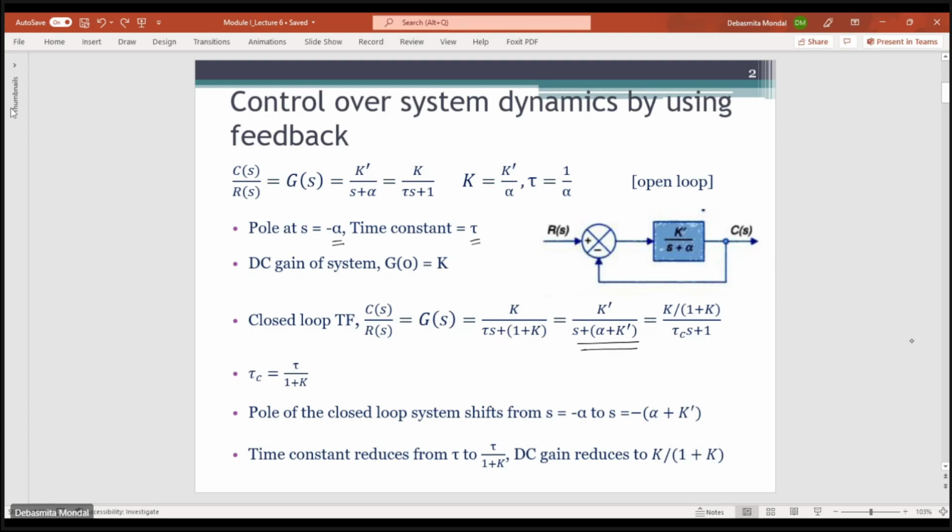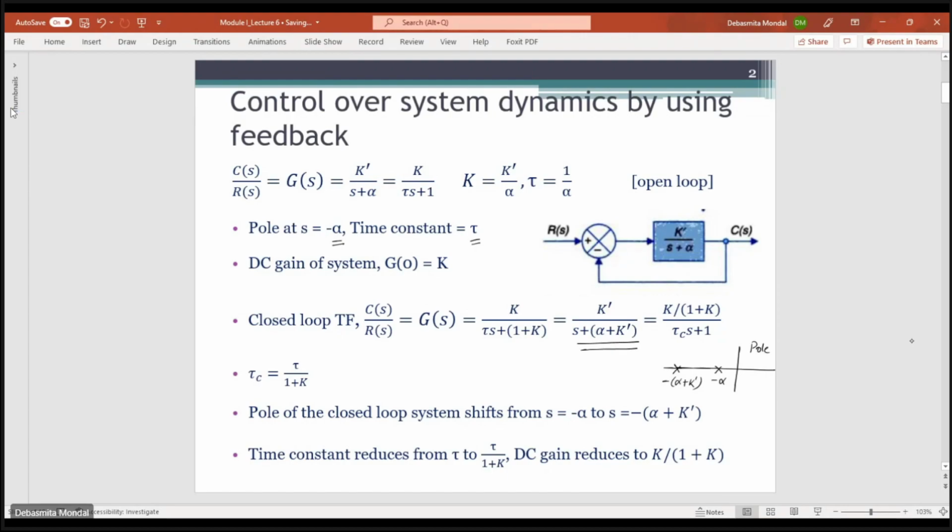Similarly, if you see the pole position, the position of the pole is now s equals minus alpha plus k dash. Previously, if you draw this, the pole was at some position here, let's say minus alpha. Now the pole has shifted farther left and the current position will be minus alpha plus k dash. So this is the pole position in case of a closed loop system.